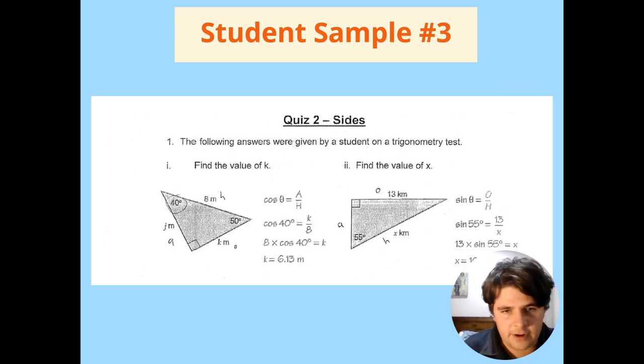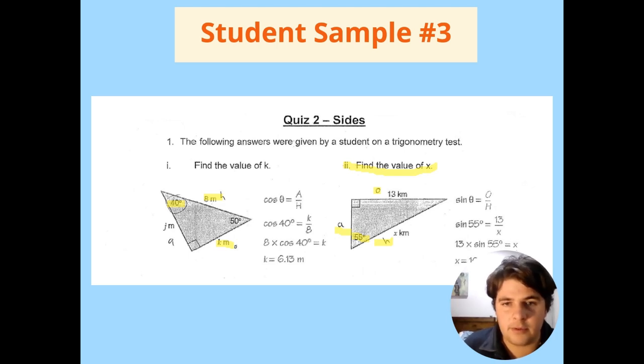Now in student sample 3, the students have correctly labelled each side of the triangle for both finding the value of k and finding the value of x. There is O, A, and H on both, which stands for opposite, adjacent, and hypotenuse. In the second question, the student has correctly labelled each side, identified their reference angle of 55 degrees, and picked the proper trigonometric ratio, which is sine theta.